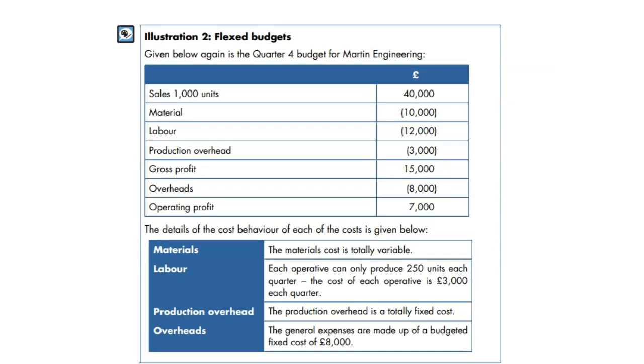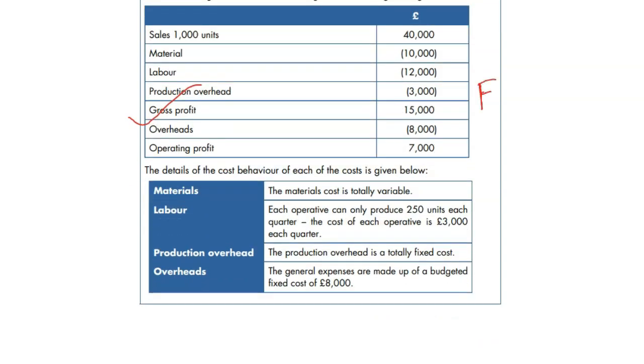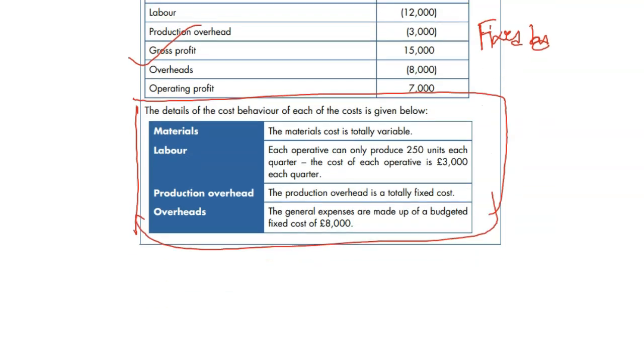Now, let's read illustration number 2 carefully. It's the same question as the fixed budget from the top, but they have some clauses here. You need to read these clauses in the exam, in the question, very carefully. The details of the cost behavior. Clauses means points. Material cost is totally variable, which varies with level of activity. How about the labor? Each operative can only produce 250 units each quarter. The cost of each operative is 3,000. You need to pay a little attention here. Each operative can only produce 250 units. So how many units?